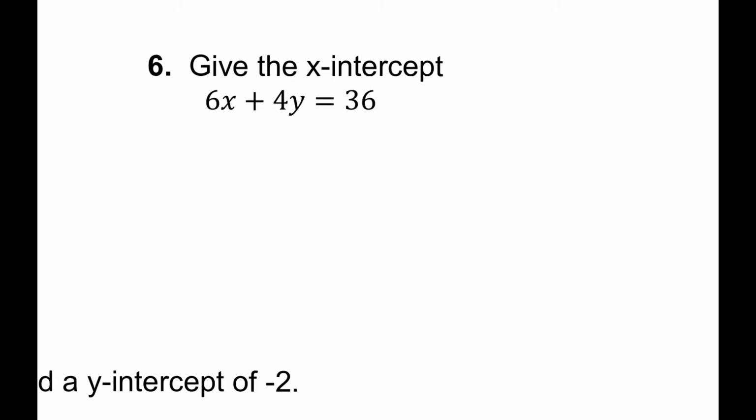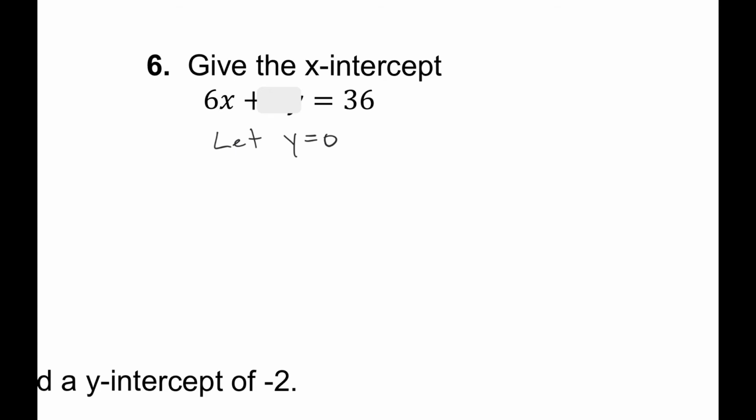For number 6, it says give the x-intercept. Now this one, same thing, but we are going to let y equal to 0. So I'm going to put here, let y equal to 0. And the trick is, when you are looking for the x-intercept, where the line crosses the x-axis, you can ignore the y, because y is going to equal 0. So you can actually just put a box or ignore the y right there, and you keep the x. So here we have a positive 6x equals 36.